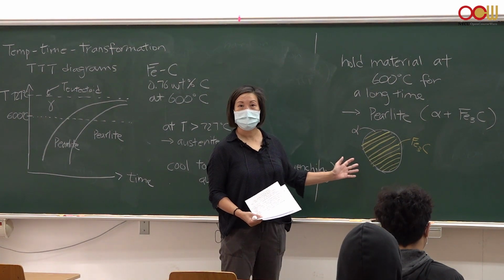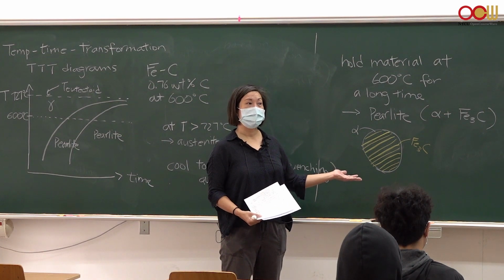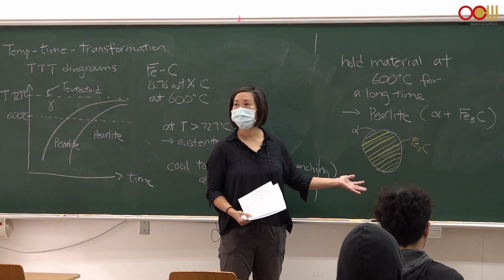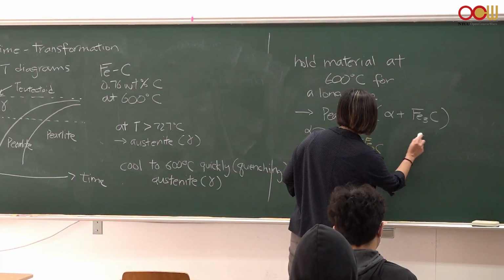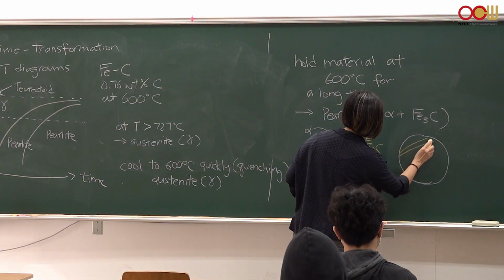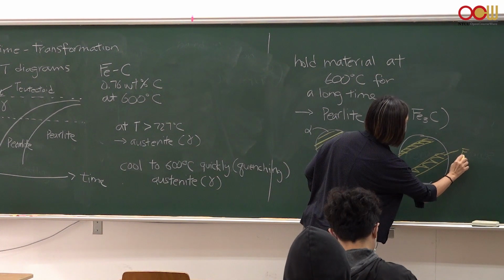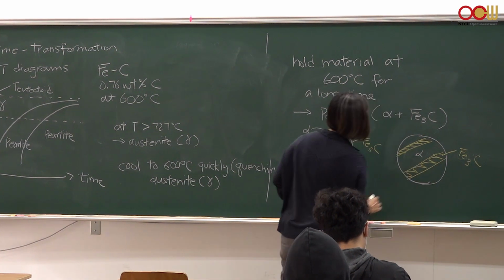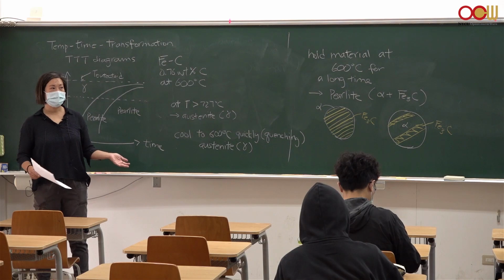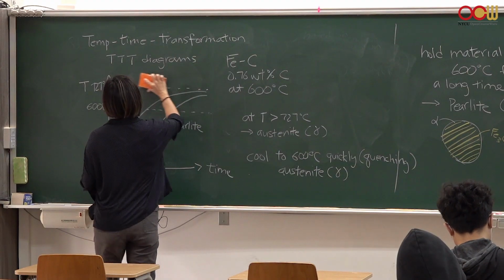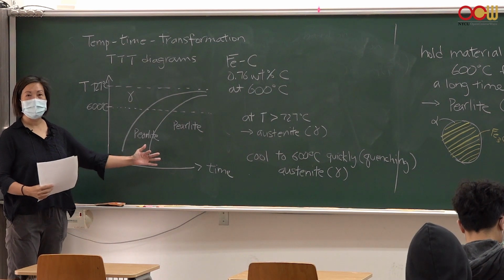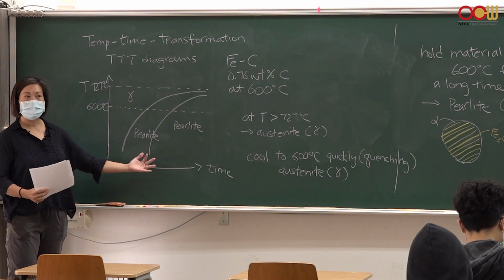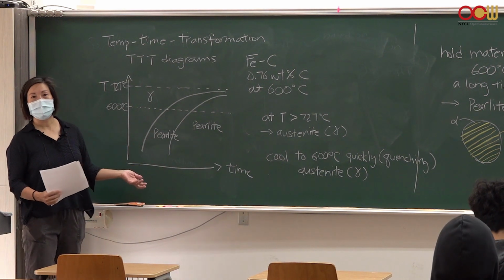Fewer grain boundaries, right? How can it have fewer grain boundaries? Thicker layers, right? So it's still perlite, but the layers can become thicker. So the TTT diagram, how long you have to wait for these different phases to happen, for these transformations to happen, is determined by experimentation.